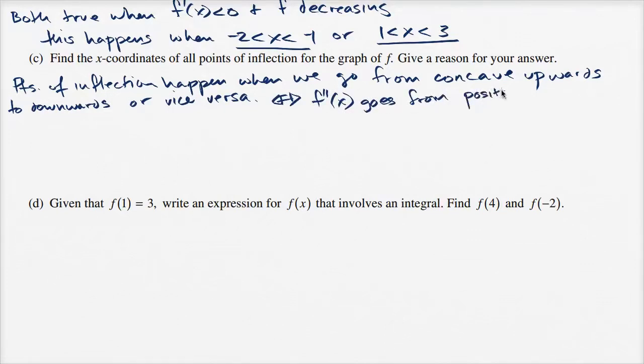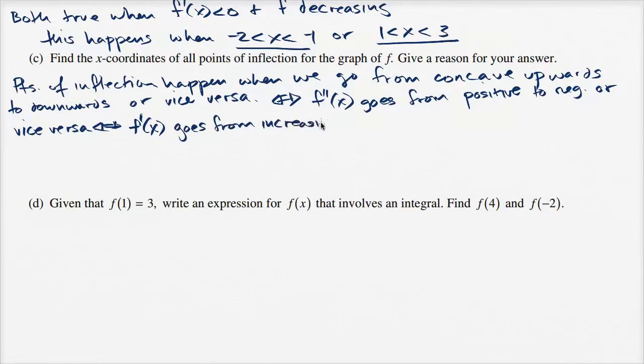positive to negative, or vice versa. So where do we see f prime prime of x going from positive to negative? Well, that's going to be true if and only if f prime of x goes from being increasing to decreasing, or vice versa. F prime goes from increasing to decreasing, or vice versa. I'm using a lot of vice versa here.